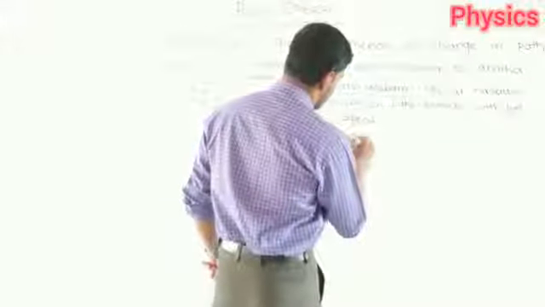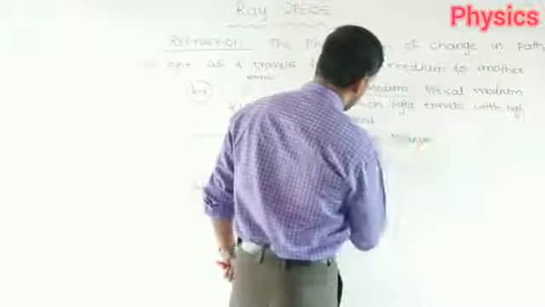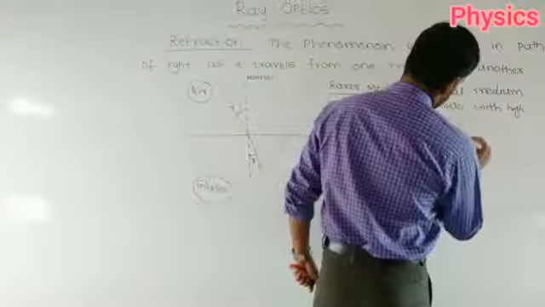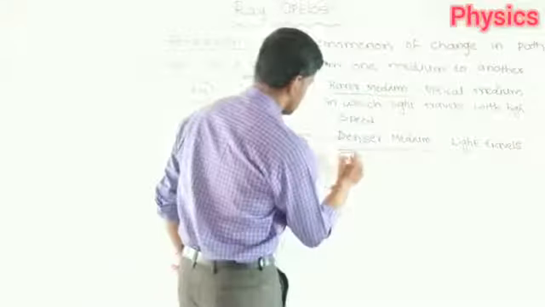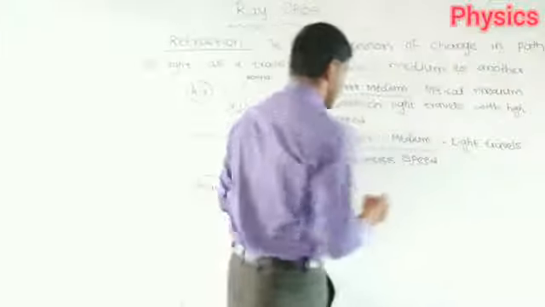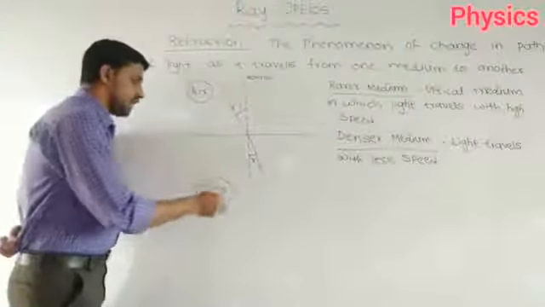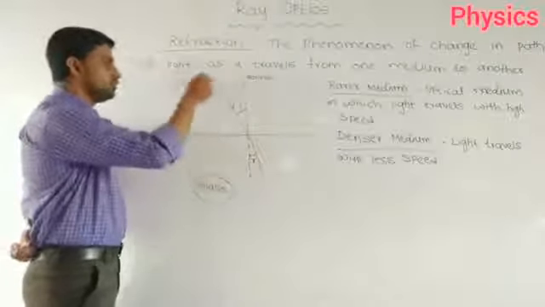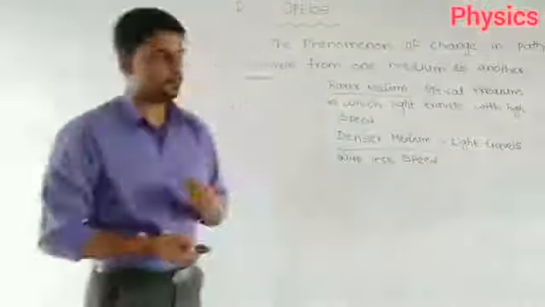Then what do you mean by denser medium? Denser medium means it is the optical medium in which the light travels with less speed, compared to the rarer medium. So here in the case of glass medium, the speed of light is less compared to the speed of light in air medium. So it is called a denser medium.